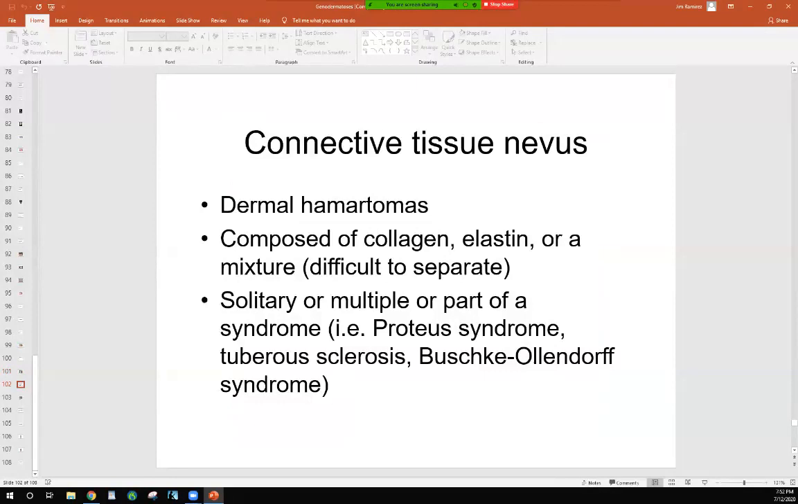All right, move on now to connective tissue nevi. So these are dermal hamartomas. They can be composed of collagen, elastic fibers, or a mixture of both. As a matter of fact, it's probably really hard to tell which component is which, how much involves collagen, how much involves elastic. So I think people are starting to put these all together as one thing. You can have them solitary or multiple as part of a syndrome, like Proteus syndrome, tuberous sclerosis, or a really important one to know, Buschke-Ollendorff syndrome.